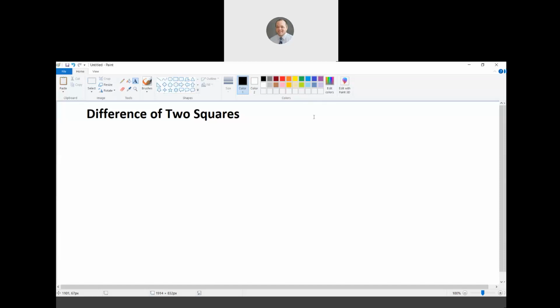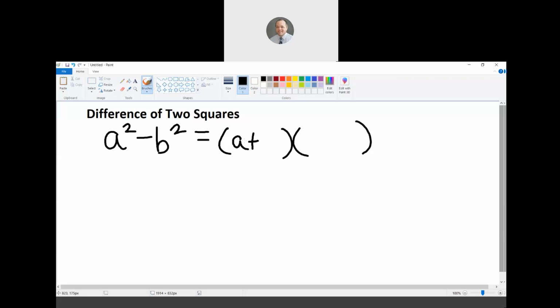All right, this is the general format for a difference of two squares. A squared minus b squared is a difference of two squares. And to break it down, you draw your two parentheses. A difference of two squares means you have a difference in signs. So we have a plus b times a minus b.